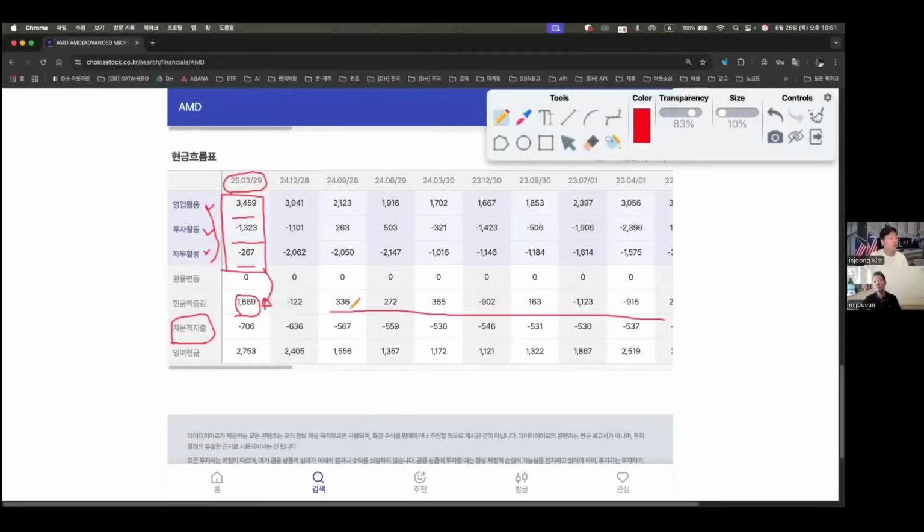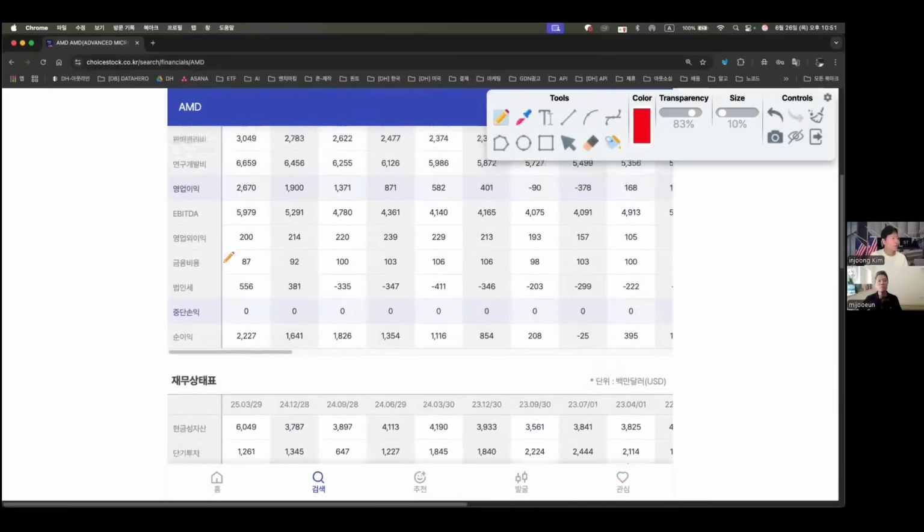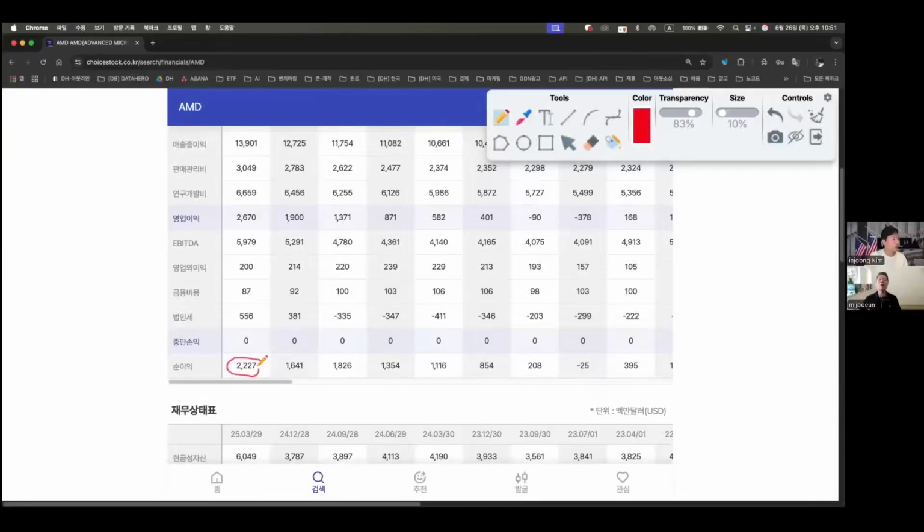If you compare this trend to recent times, it's a huge change. An enormous change has occurred. And above, the cash flow from operating activities is $3.4 billion. Let's take a look at the net income. If you look at the net income, it also increased sharply, but it's $2.2 billion. Then there's a difference of more than $1 billion, about a 50% difference.